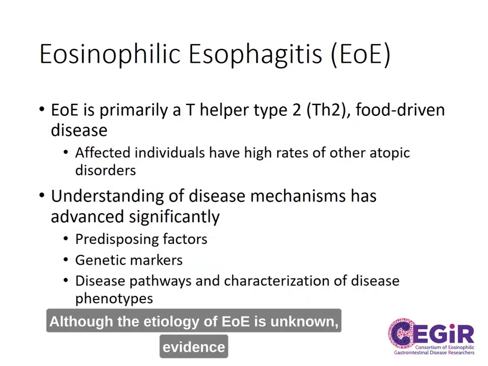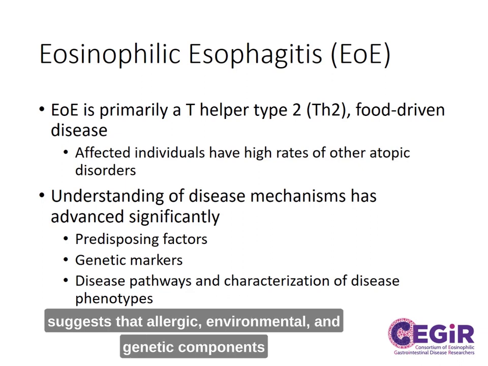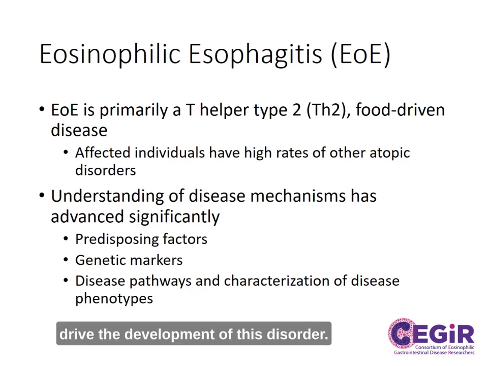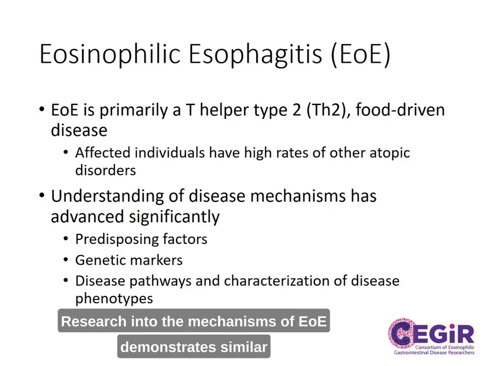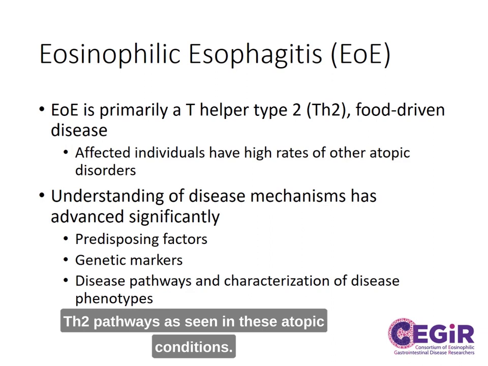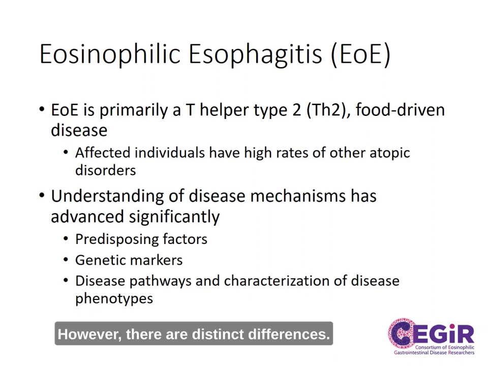Although the etiology of EoE is unknown, evidence suggests that allergic, environmental, and genetic components drive the development of this disorder. The vast majority of patients with EoE have a history of other atopic disorders, including asthma, food allergies, seasonal allergies, and atopic dermatitis. Research into the mechanisms of EoE demonstrates similar Th2 pathways as seen in these atopic conditions. However, there are distinct differences.